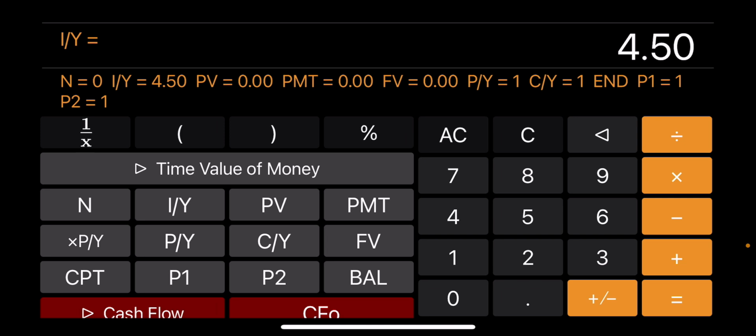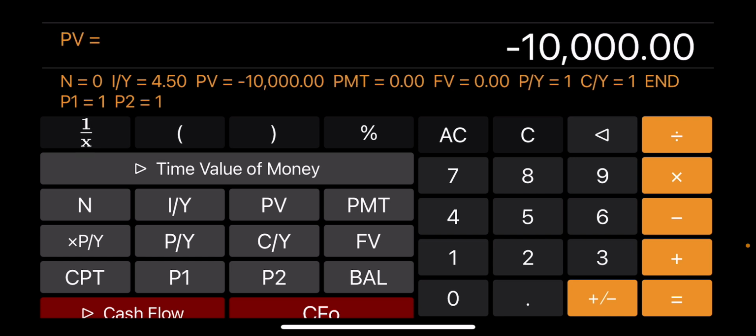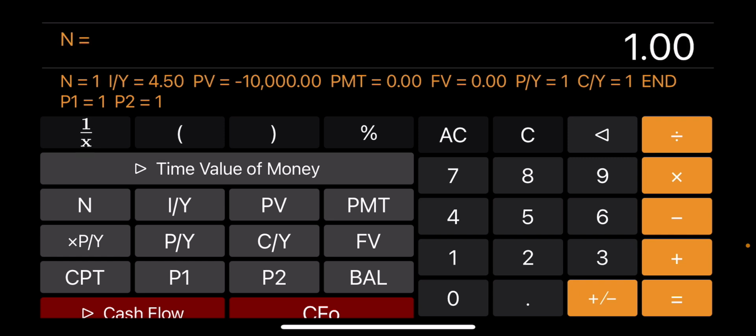Then let's say you have $10,000 that you're investing. Since it's the money that you're paying out, you put as negative $10,000 and set PV, which is the present value of the money. And then you want to see how much money you're going to have in 1 year. Therefore, you set N to be 1.